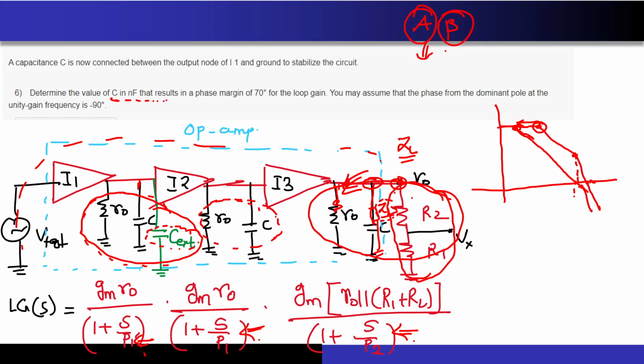Understood, sir. And why do you need to put the ZL? Because your pole location will change. So I have to put the ZL in such a way that neither the DC gain nor the pole location will change, even if I remove the R2 by R1 from the network.